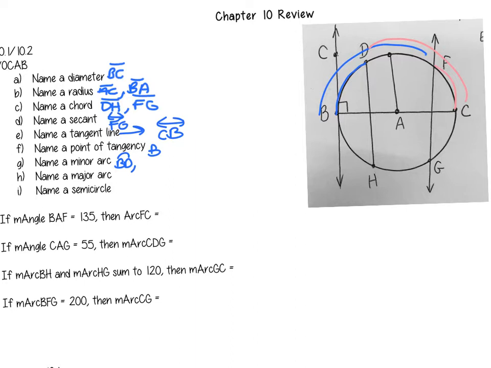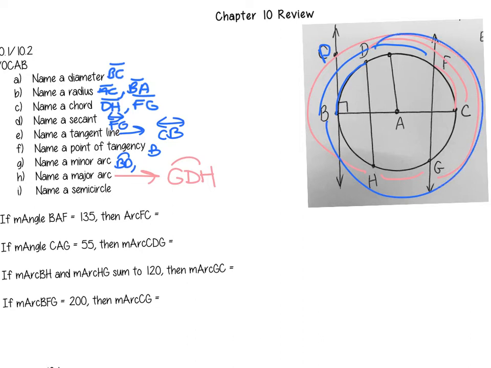How about a major arc? Reagan. So yeah, I'm really glad that you said that, because GH by itself would just be this little arc. So you'd have to give it a third letter. GDH works. G to D to H goes all the way around. Okay, Madison. B, C, oh, there's two C's. Let's call this a P. Okay, B, C, D, that would work.